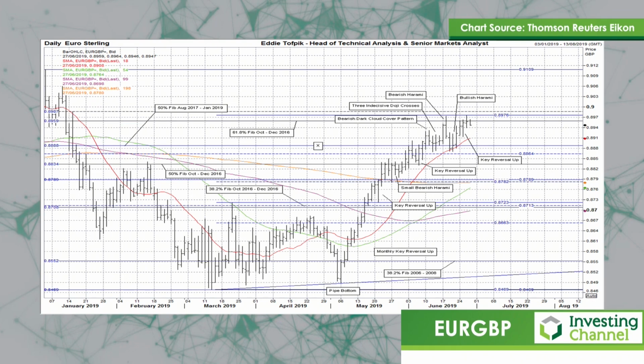One other interesting feature, though: the market has repeatedly penetrated the resistance of the 61.8% Fibonacci line of the old October to December 2016 move at 89.59, yet it has yet to close over it. Finally, please still remember the rare monthly key reversal up last month, so add that to the mix.